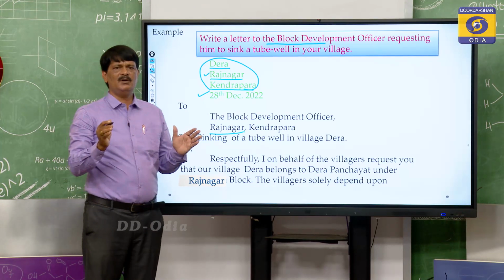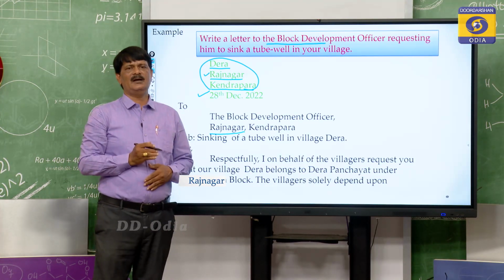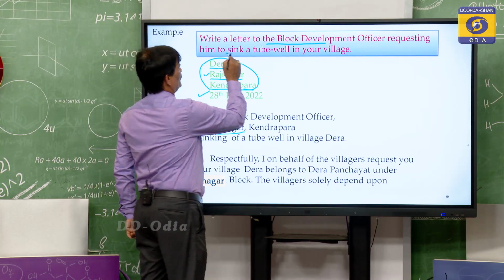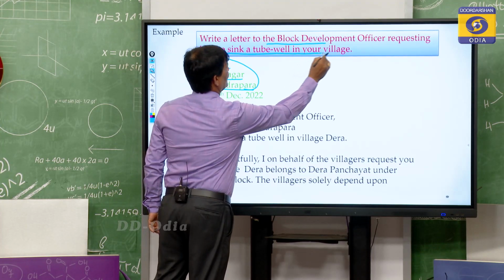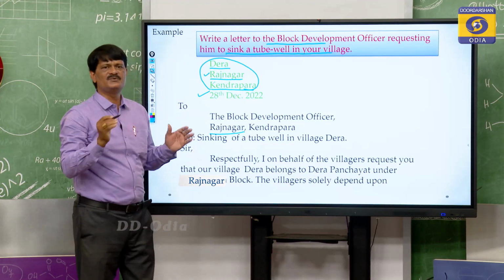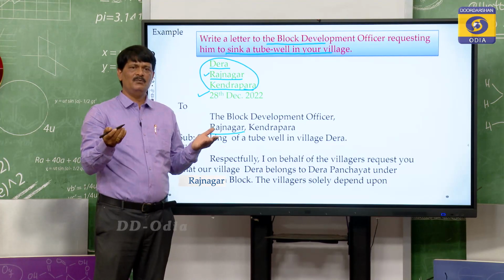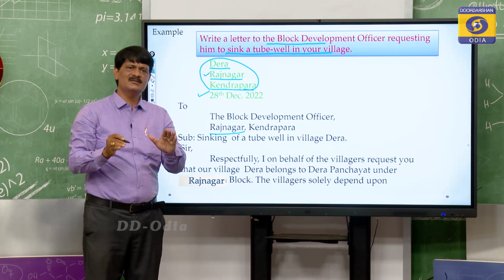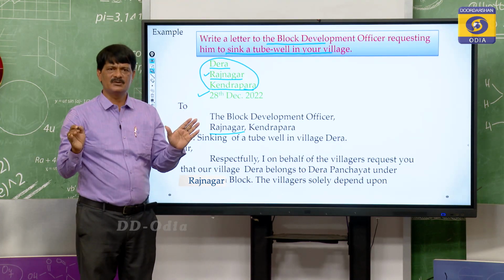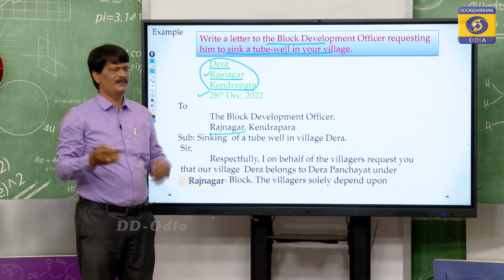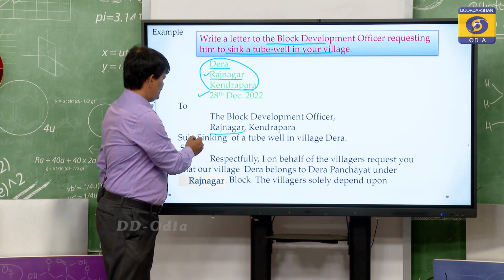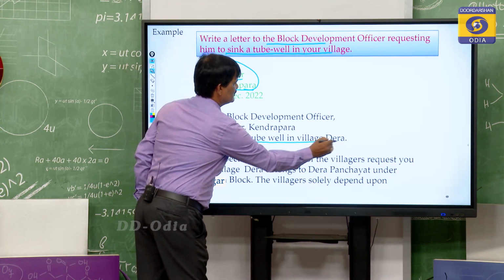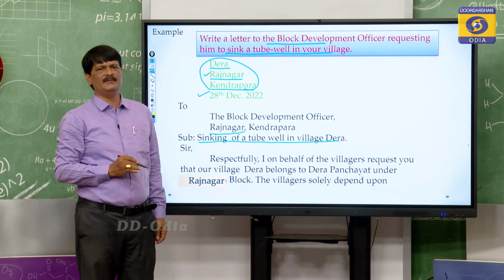And the subject matter: why you are going to write the application to the block development officer. So the subject is there also. That means from the question you can easily get the subject. Okay. So do not be worried, so that you can easily write all those things without any hesitation, so that you will easily get the marks. So what is the subject matter? Sinking of a tube well in village Dera.